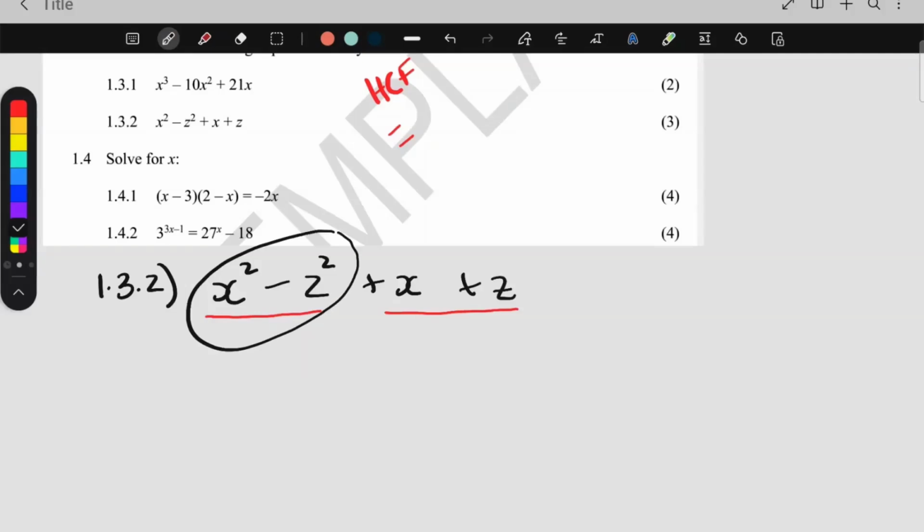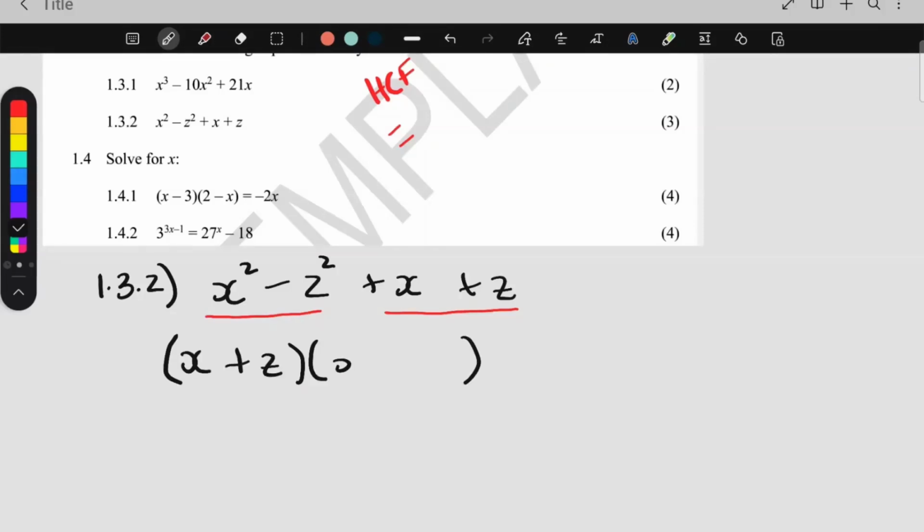So these are only 2 terms, eh? And both are squared. So I think that is the difference of 2 squares. So I'm going to write 2 brackets. So it's x plus z and x minus z. That's the difference of 2 squares. These two can't be factorized. So I'm just going to rewrite them, but I'm going to put them in brackets like that. The signs don't change because it's a positive. A plus and a plus here stays a plus and a plus when you put them in brackets.